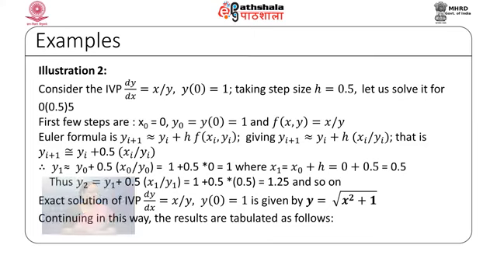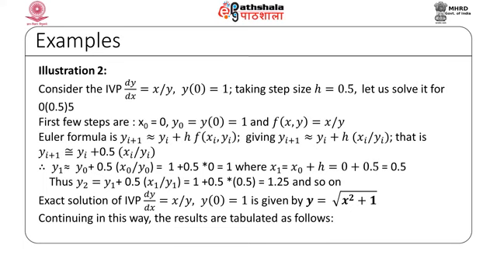Similarly, let us take another example. dy by dx is x upon y, and again we repeat the same exercise as x0 is 0, y0 is 1, f(x,y) is x upon y. So, apply the formula y i plus 1 is y i plus h into f of x i, y i, and go ahead. And we again have drawn the table.